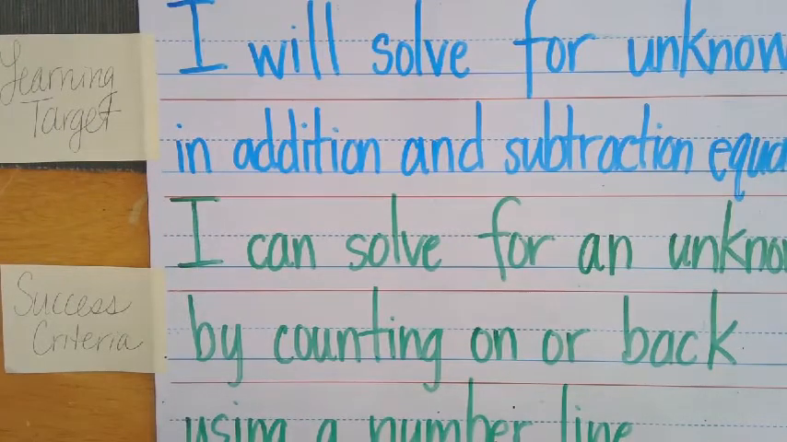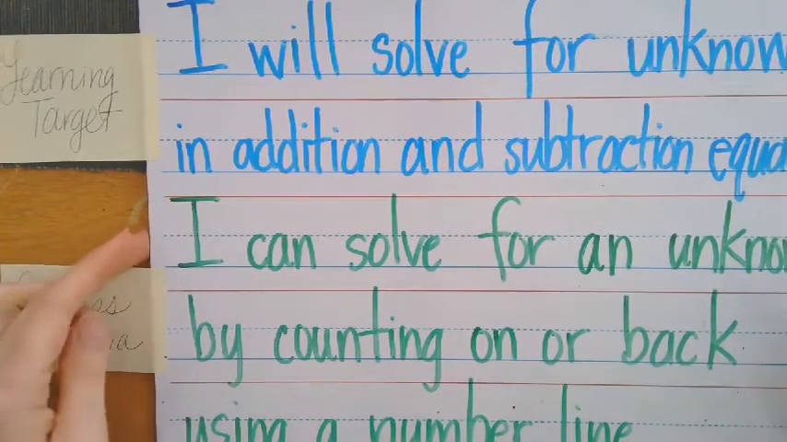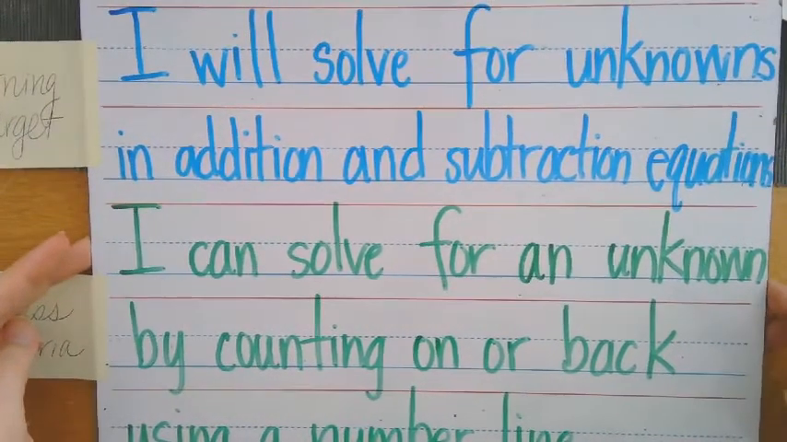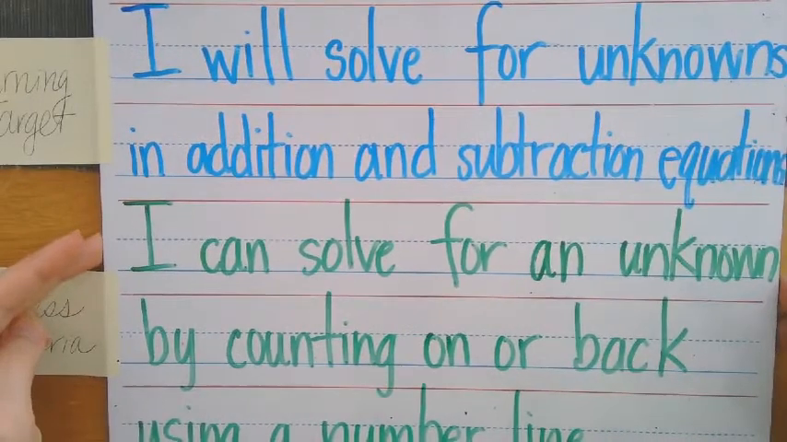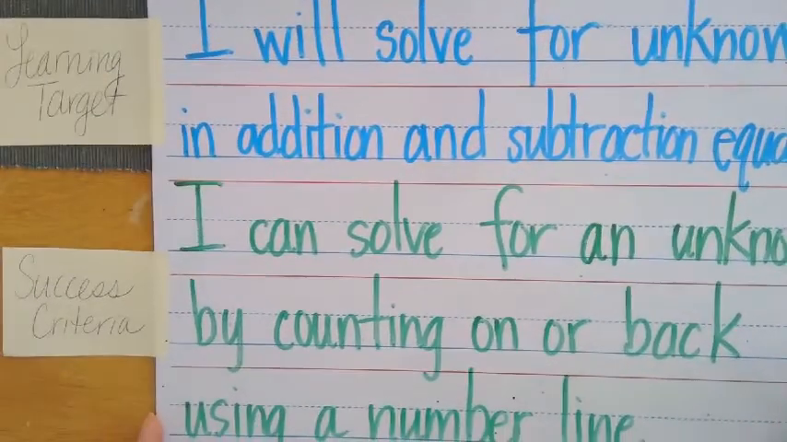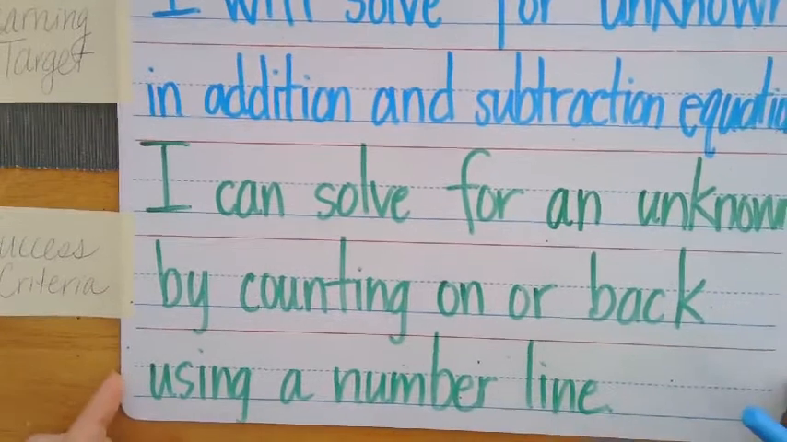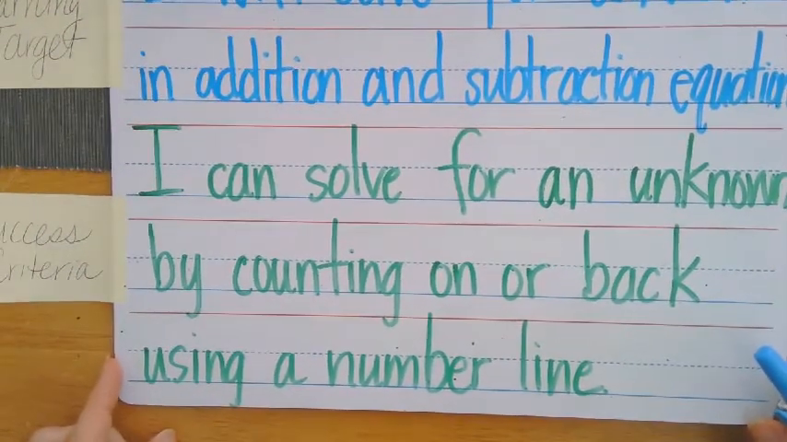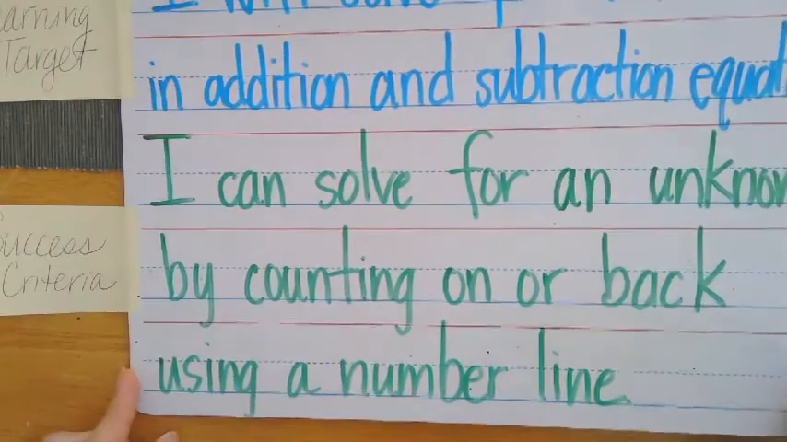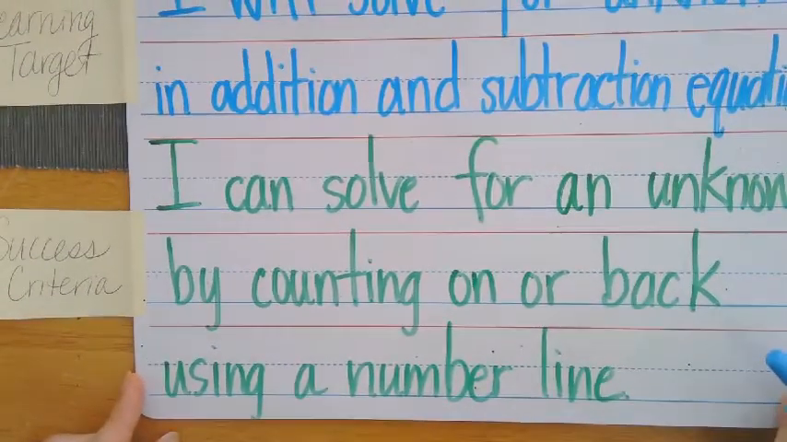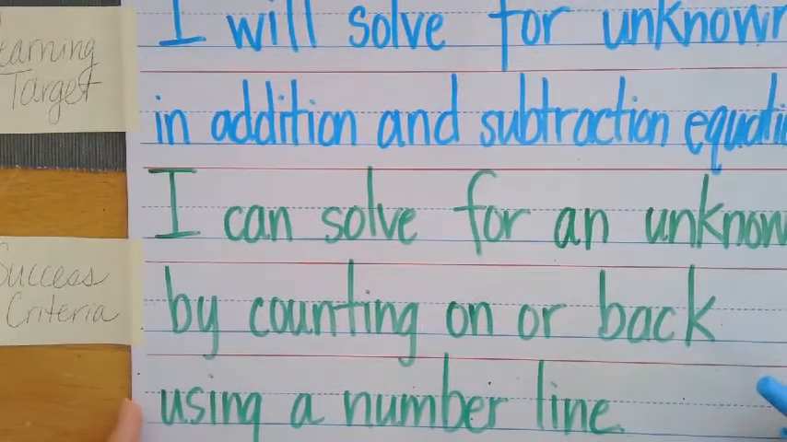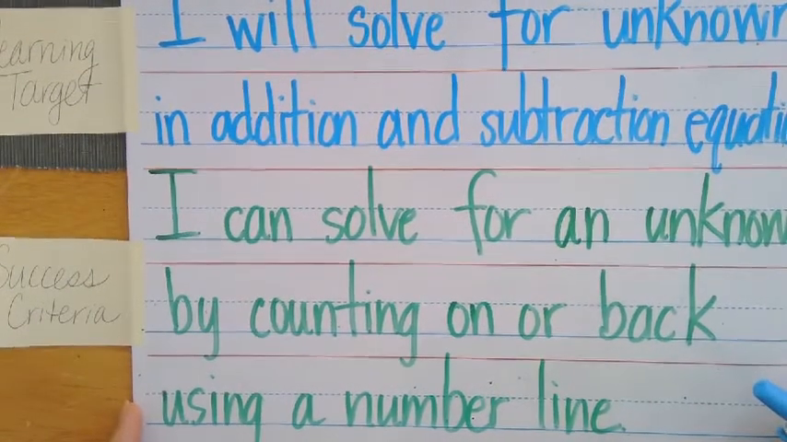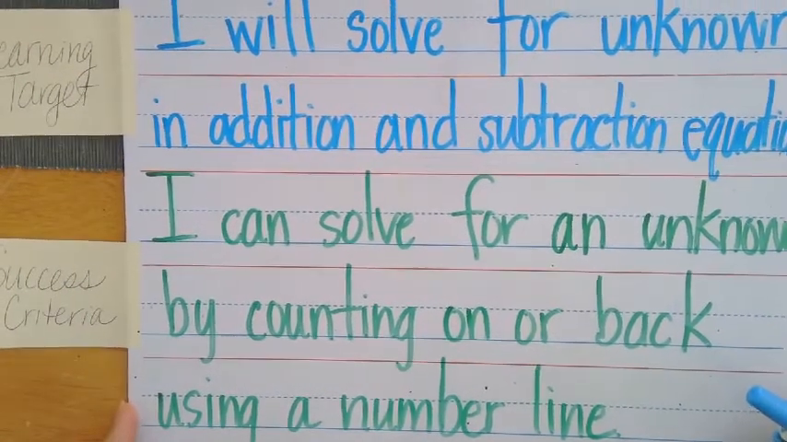All right, fourth grade. Today's math lesson, our learning target today is I will solve for unknowns in addition and subtraction equations. Our success criteria today is I can solve for an unknown by counting on or back using a number line. So we're continuing on from yesterday's lesson using that number line in order to find an unknown using addition and subtraction. Okay.